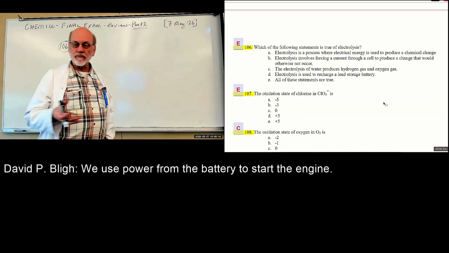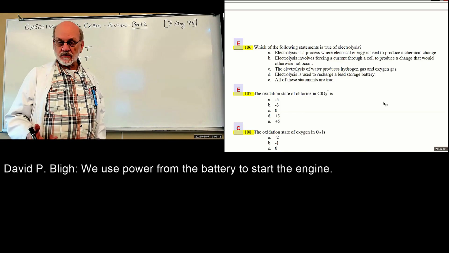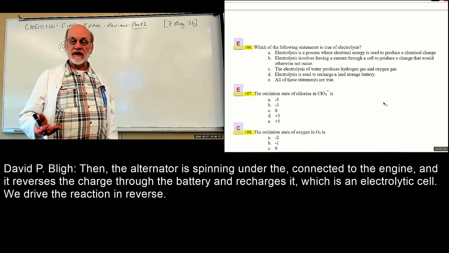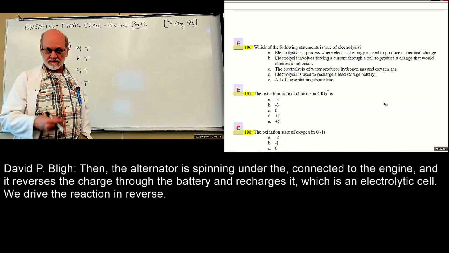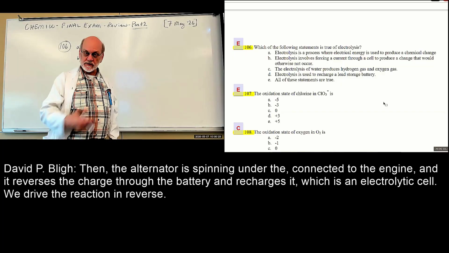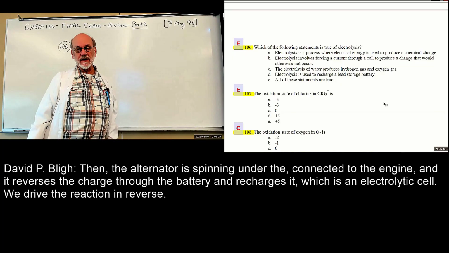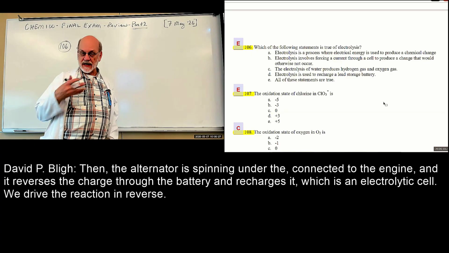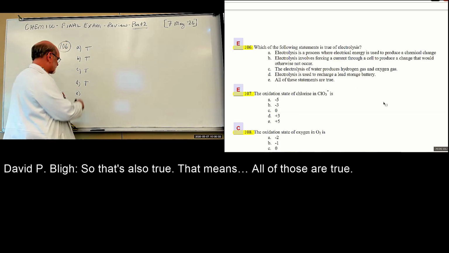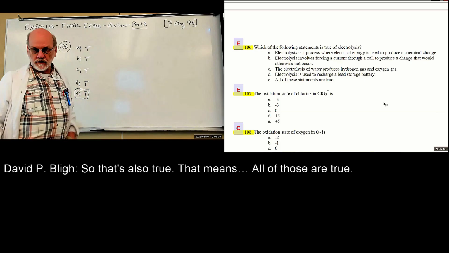We use power from the battery to start the engine. That's the galvanic cell. Then the alternator is spinning, connected to the engine, and it reverses the charge through the battery and recharges it, which is an electrolytic cell. We drive the reaction in reverse. So that's also true. That means all of those are true.